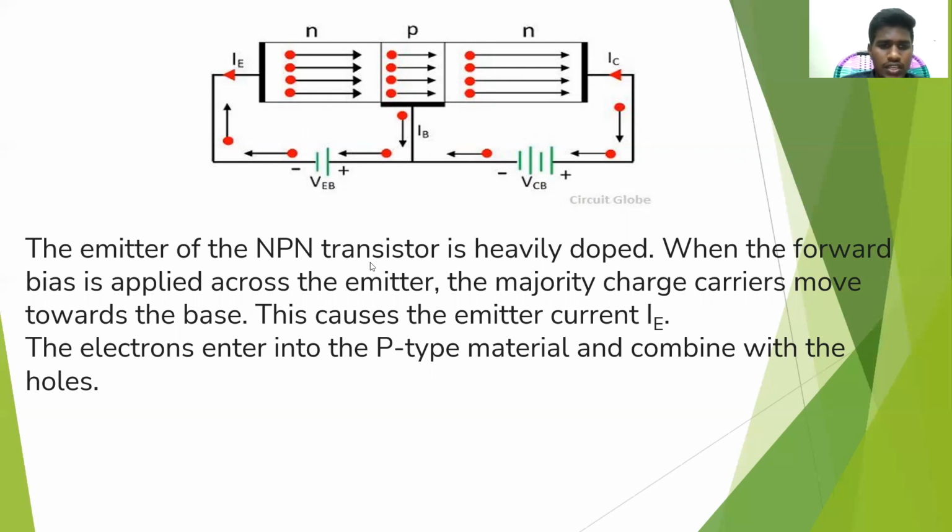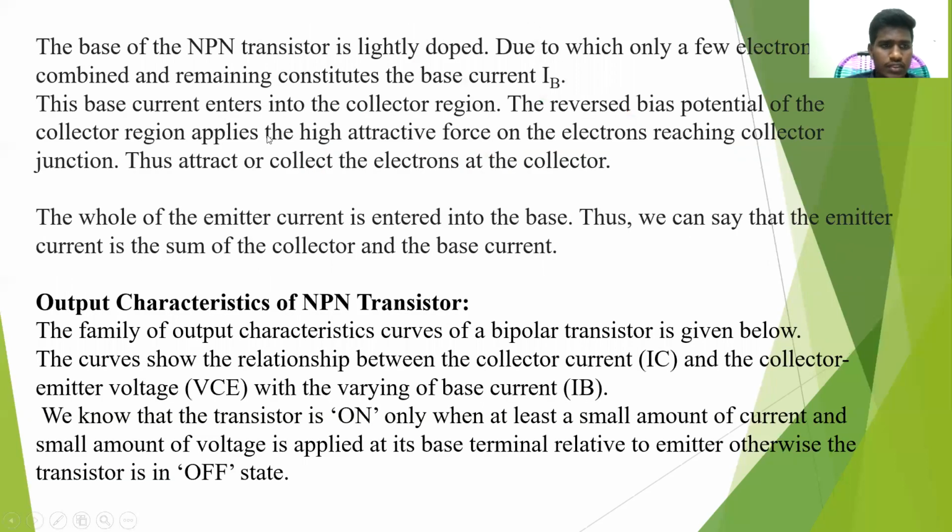The emitter of the NPN transistor is heavily doped. When the forward bias is applied across the emitter, the majority charge carriers move from this base junction towards the collector junction. Here, the base of the NPN transistor is lightly doped, due to which only a few electrons are combined and the remaining constitute the base current.